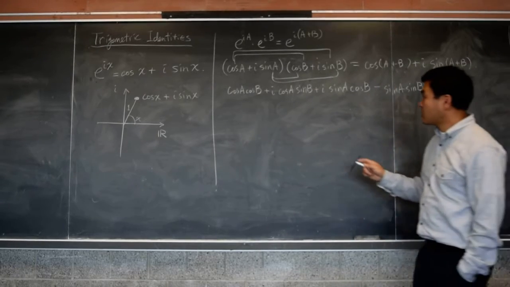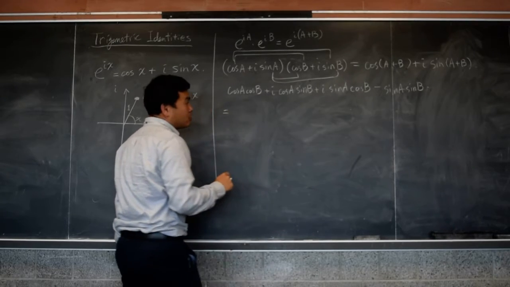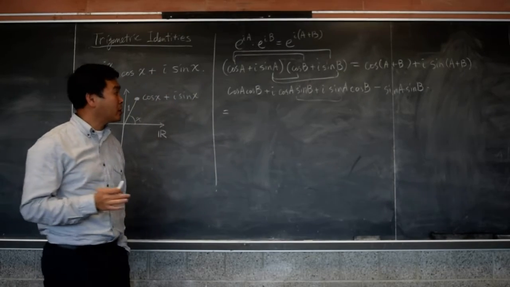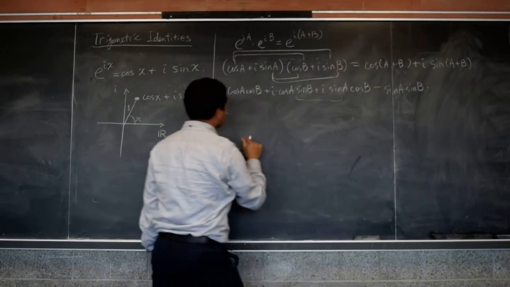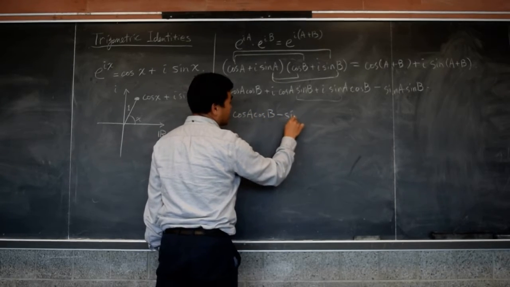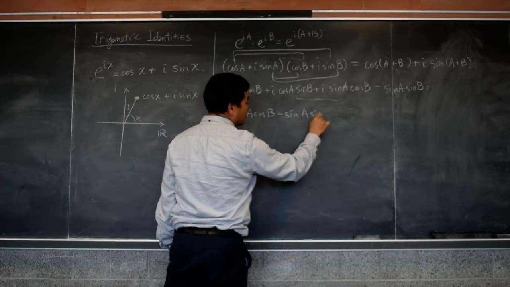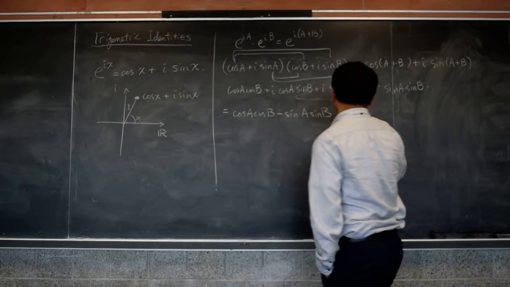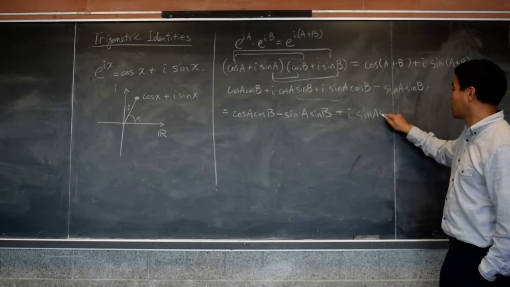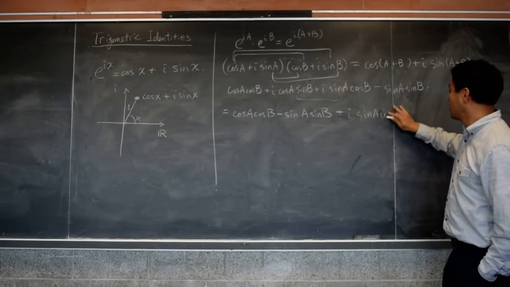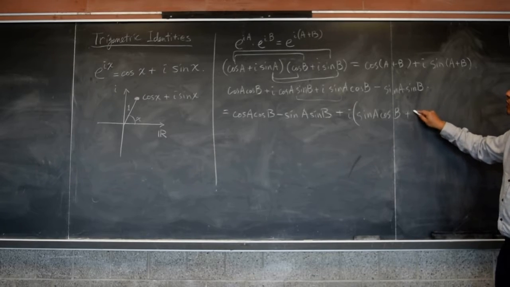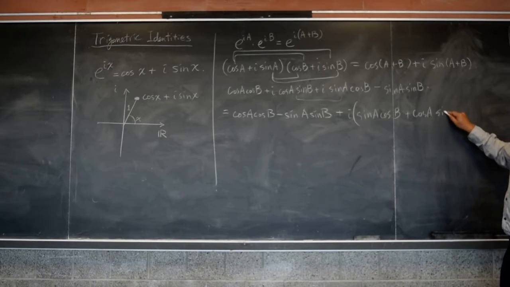Let's try to simplify this by collecting the real part and the imaginary part. See, these two have i attached, so those are imaginary parts. These two are real parts. So I'm going to put them together. Cosine A cosine B minus sine A sine B, plus i times, let me write this first, that's the usual format, sine A cosine B plus cosine A sine B.